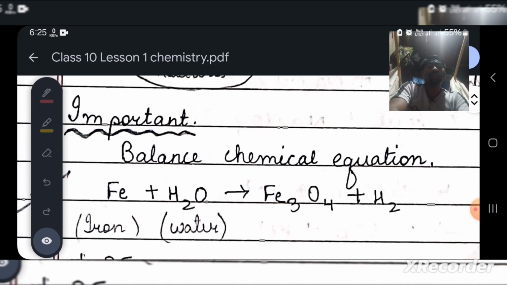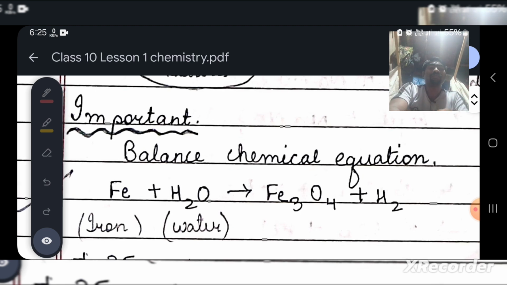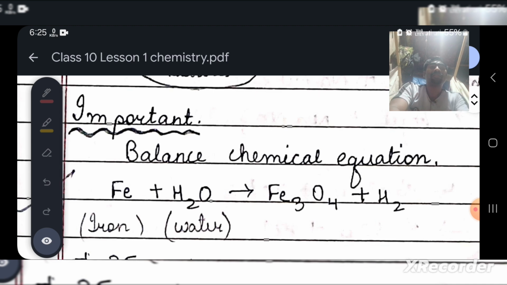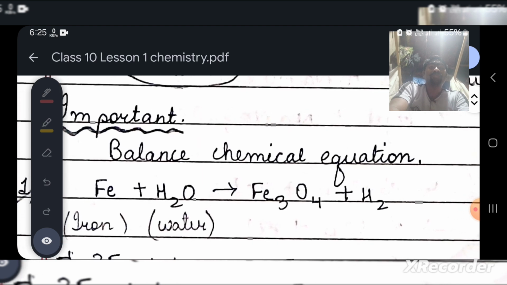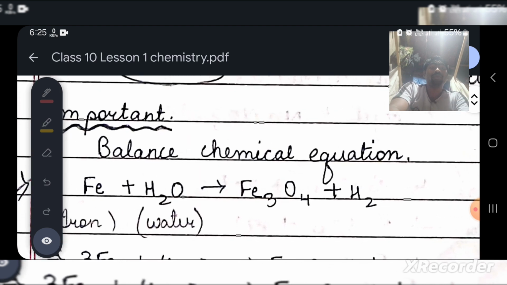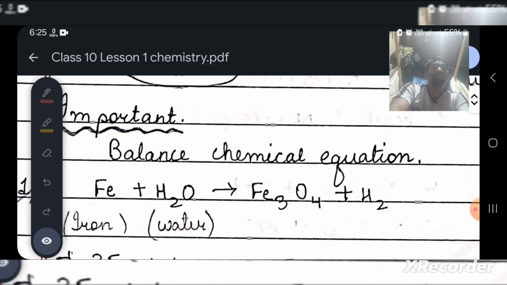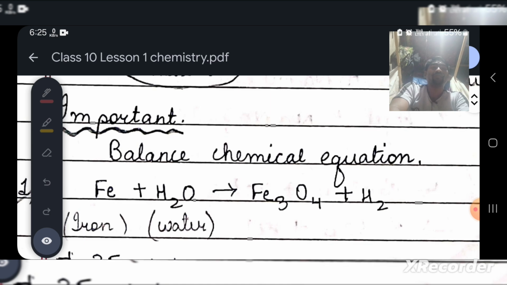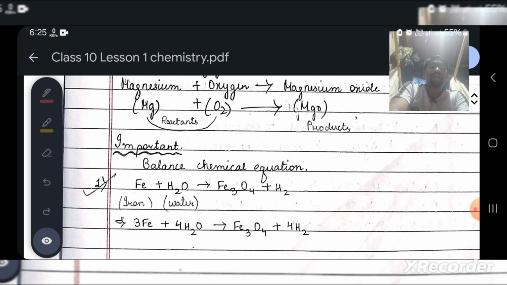Same, if we go with H2O, we will take hydrogen differently and oxygen differently. Hydrogen there is 2. On the product side also it is 2 in H2. Okay, this one is balanced. But in H2O, how much is O? O is 1. The 2 is for hydrogen, but oxygen is 1. But on the product side, you can look O4, means oxygen is 4. So this one is unbalanced.